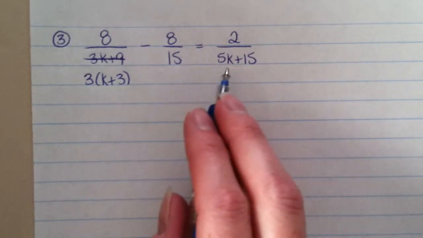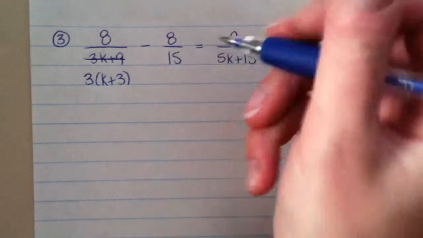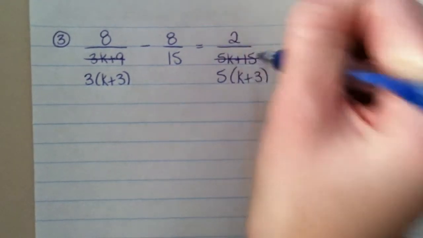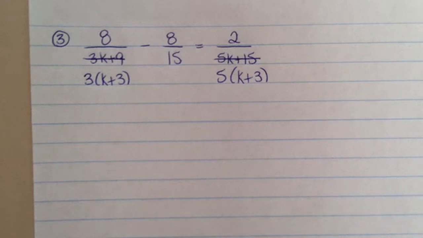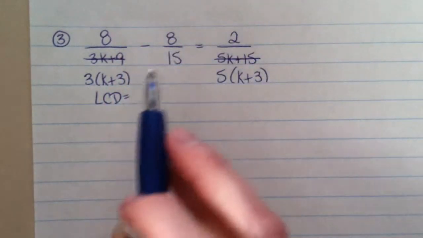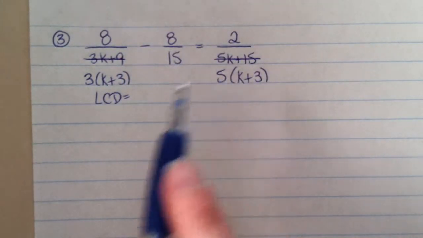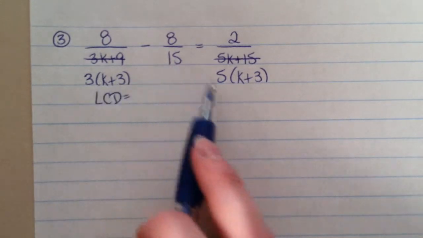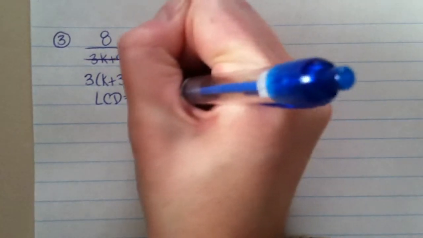15 I can't change. 5k plus 15, I can take out a 5. That again leaves me with k plus 3. So 5k plus 15 factored to 5 times k plus 3. Now to figure out this common denominator, I have to look at the binomials and the numbers. I have 3, 15, and 5. Of those 3 numbers, the common number would be 15.